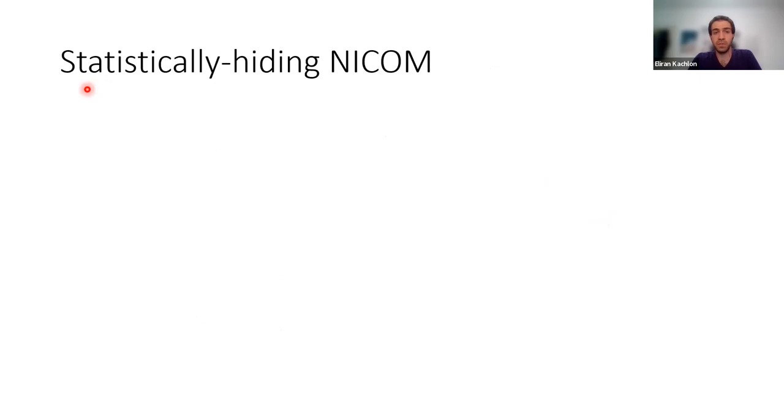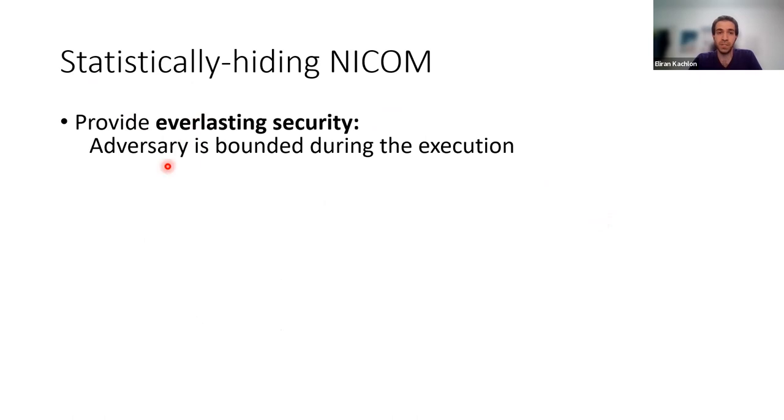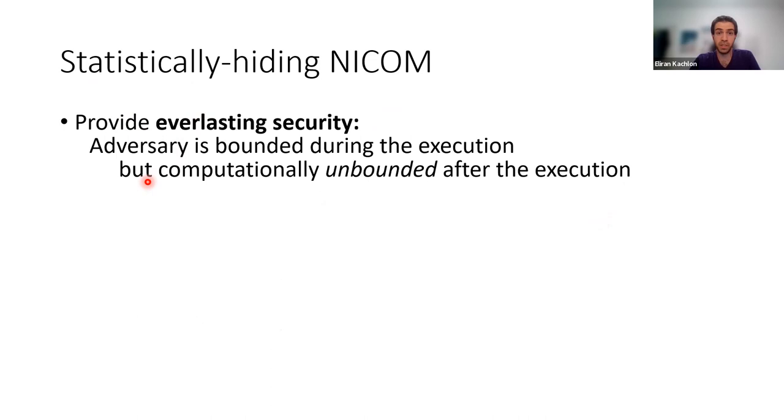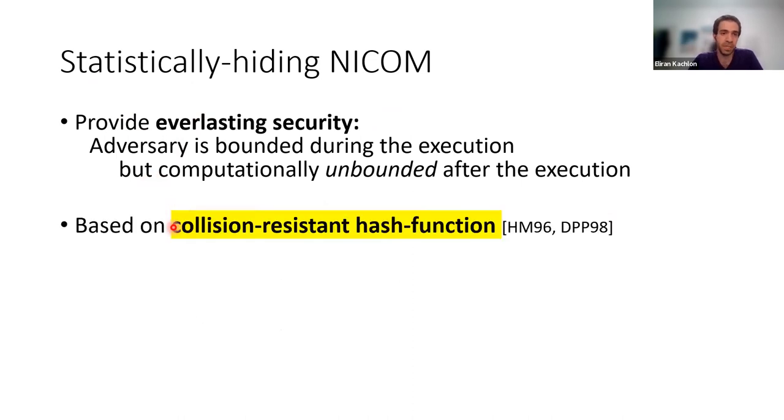The second kind of commitments are statistically hiding. And if we use this kind of commitments, then we obtain a protocol that provides a stronger notion of security, which is called the everlasting security. So this means that the protocol is secure against an adversary which is bounded during the execution, but can be unbounded after the execution of the protocol. Okay, so everlasting security can be seen as a security notion in between computational security and the information theoretic security. And the statistically hiding non-interactive commitments can be based on collision resistant hash functions. So again, we get the mini-crypt type assumption.